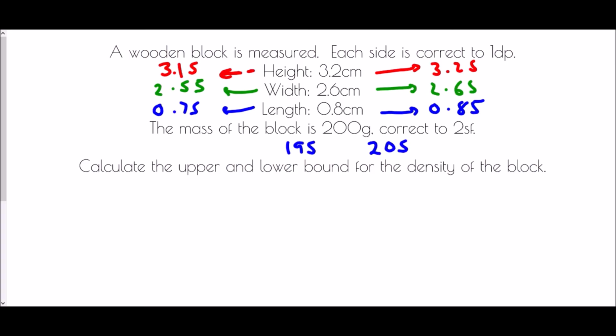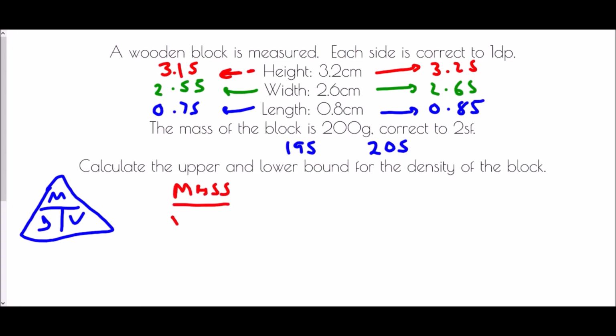But then we're asked for the upper and lower bound for the density. And so with density, we need to think about our little triangle, and the triangle is MDV. Given that we want to find the density, the density is mass divided by volume. And that means we're missing something at the moment. We have the mass, which is between 195 and 205, but we don't yet know the volume.